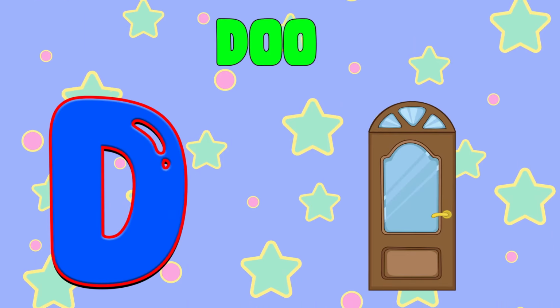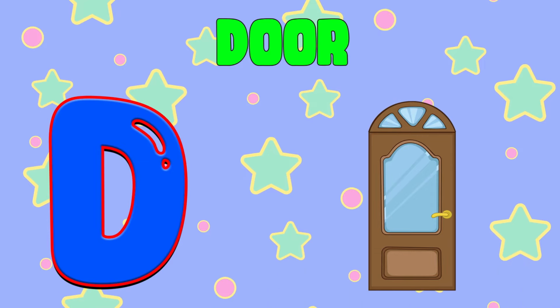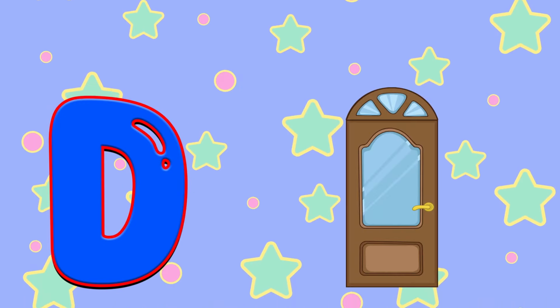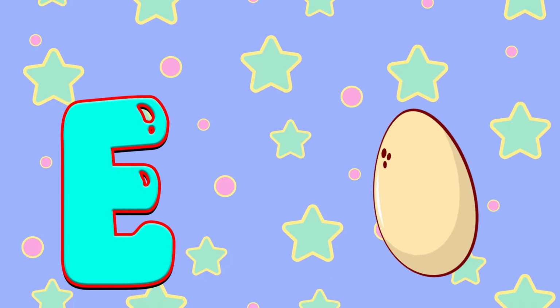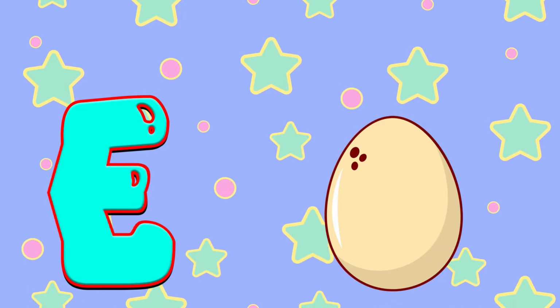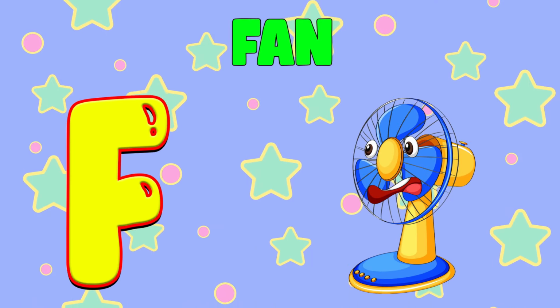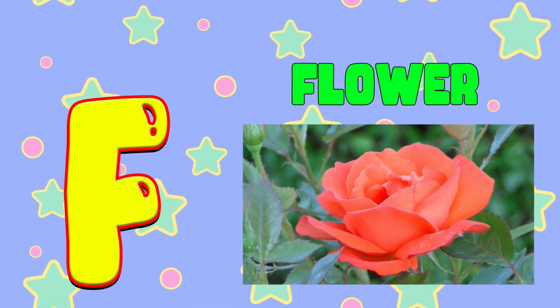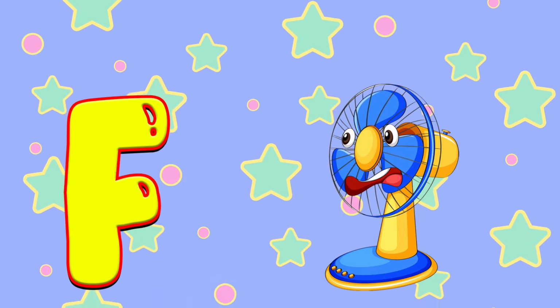D is for door. D is for dog. E is for eggs. E is for earth. F is for fan. F is for flower. G is for green.